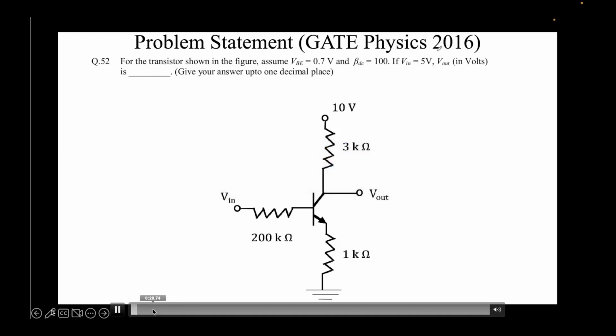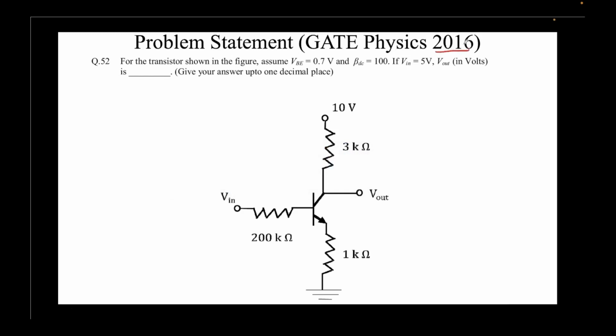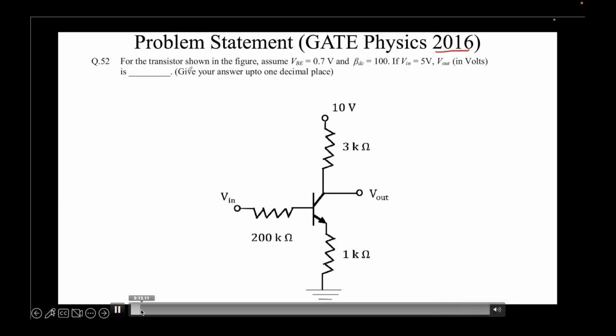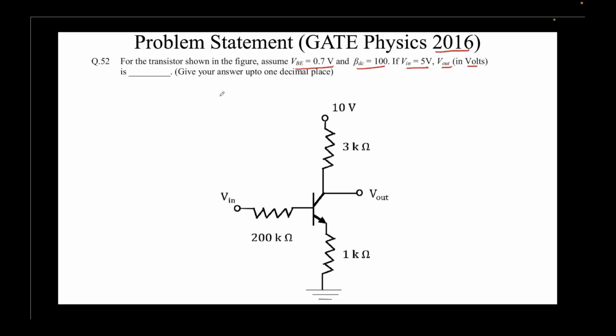The problem statement from GATE Physics 2016 reads as follows. For the transistor shown in the figure, assume VBE equal to 0.7 volts and beta DC equal to 100. If Vin equal to 5 volts, Vout in volts is. This is a numerical answer type question, and we are required to give our answer up to 1 decimal place.